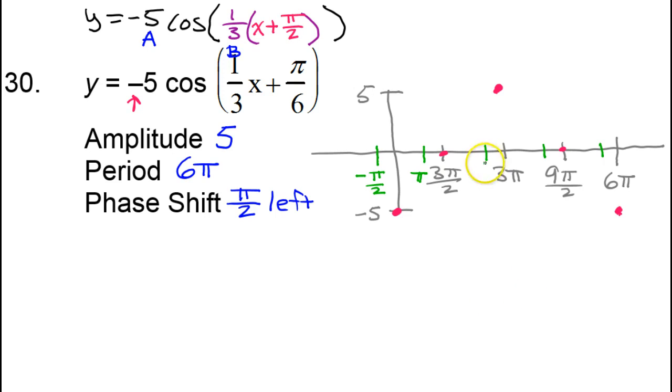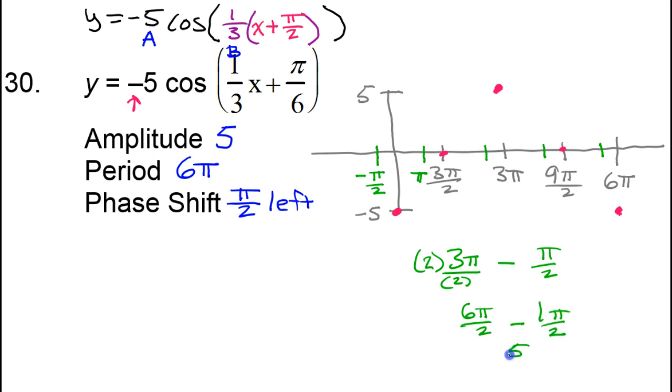So the next mark is to the left of 3 pi. So the question is, what is 3 pi minus pi over 2? Well, we need like denominators. So imagine that we multiplied the numerator and denominator by 2. That would give us 6 pi over 2 minus 1 pi over 2. That's going to be 5 pi over 2. So that's the value that I have marked here. So this will be 5 pi over 2.